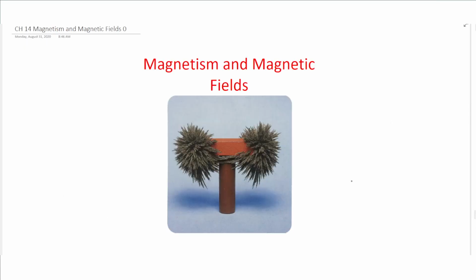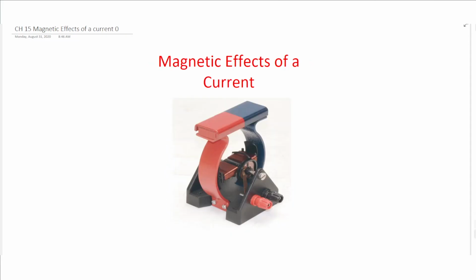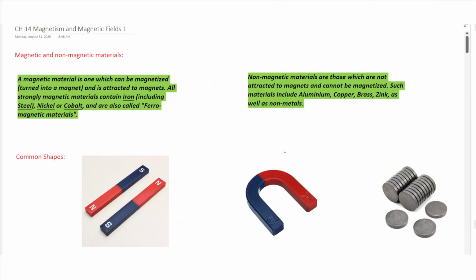Now we move on into magnetism and magnetic fields. First, we need to know that there are magnetic materials and non-magnetic materials. Magnetic materials are those that are affected or attracted by magnets and can be turned into magnets. Non-magnetic materials are materials that are not attracted and cannot be turned to magnets. The magnetic materials are only 4: iron, cobalt, steel, and nickel. All other materials are considered non-magnetic, which means if you bring a magnet near a metal that is not one of the 4, it will not get attracted.